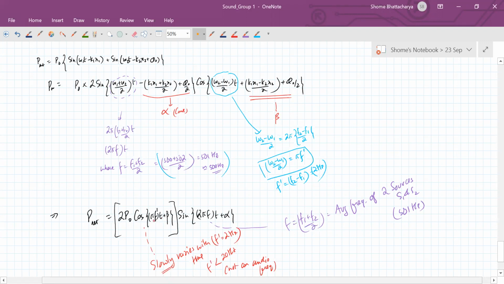Don't worry about the fact that this is pi f prime and that one is 2 pi f prime, because we are going to convert this into an amplitude. When we do that, this will become a mod. The mod cos function has a period of pi, whereas the sine function outside, without any mod, will have a cycle of 2 pi. So it will have a frequency of f.